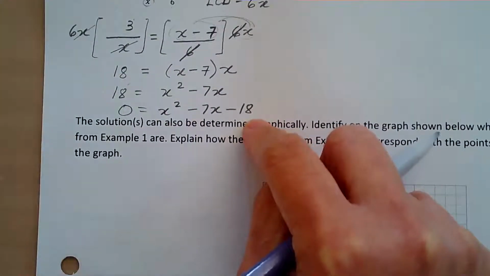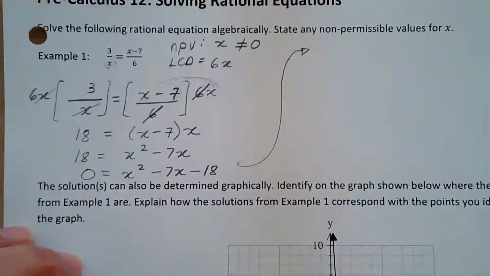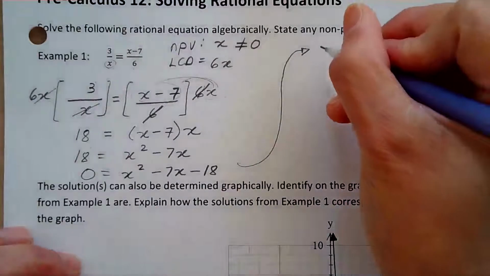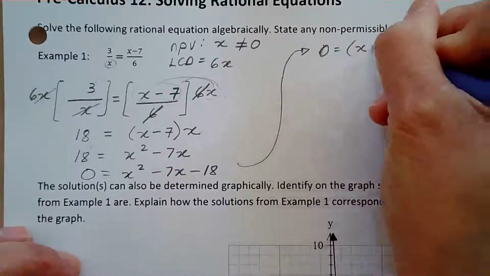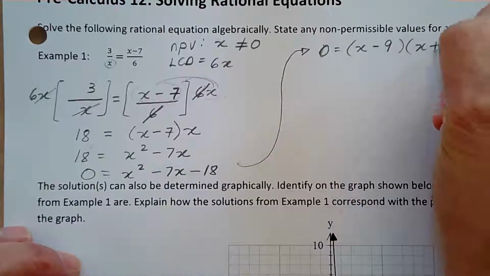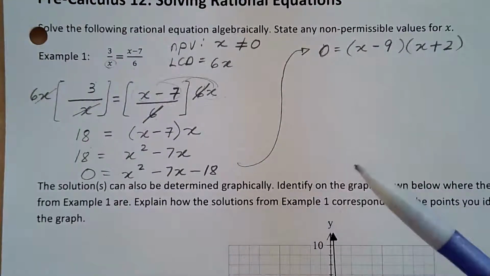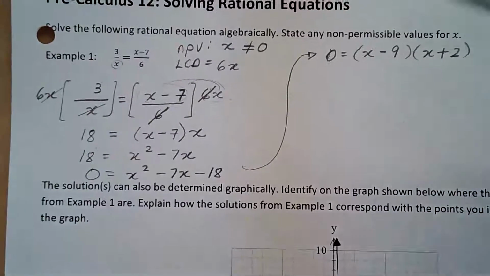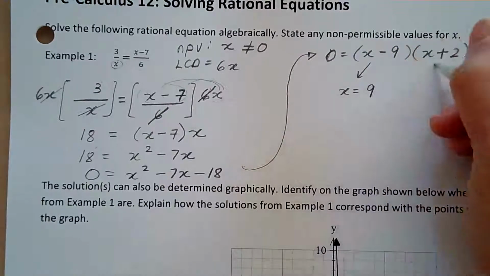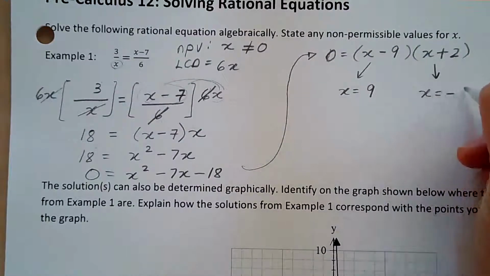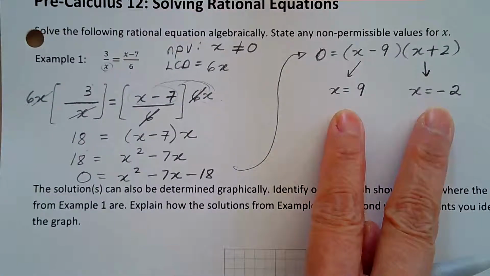Okay, can I factor that piece? Yeah, it's factorable, is it? It becomes (x minus 9)(x plus 2). So that gives us what? What are the x values that will make this 0? x equals 9. x equals negative 2. Now, it looks like we got two solutions in here. Two solutions.